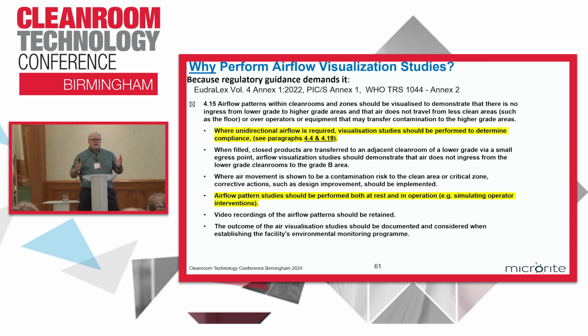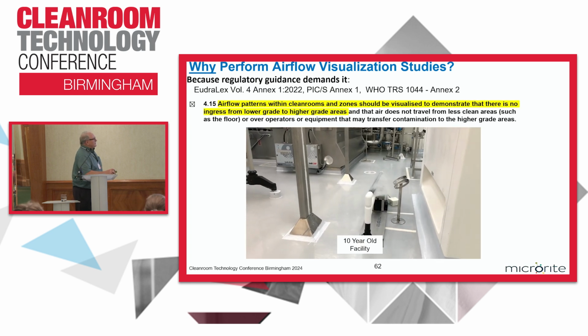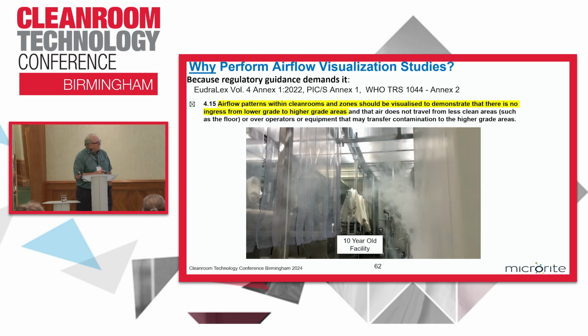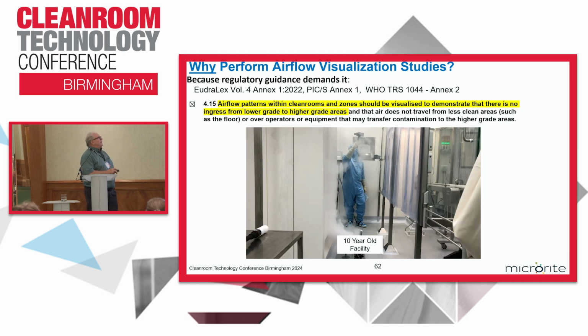Also, we do this because GMP Annex 1, Section 4.15, says we need to do airflow visualization. And it states specifically, airflow patterns within clean rooms and clean zones should be visualized to demonstrate that there is no ingress from lower grade to higher grade areas, and that air does not travel from less clean areas such as the floor or over operators and equipment that may transfer contamination to higher grades. This is an air return. And you can see some of the smoke generated in front of the air return is pulled into the air return. That's why it passes qualification, but a majority of the smoke is pulled upwards into the inlets to the enclosure.